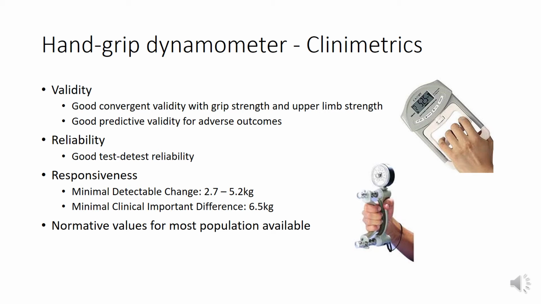In terms of its clinimetrics, it is very interesting to see that it has been used as a proxy for persons living with various long-term illnesses on whether they will deteriorate. That is, this simple test has a relatively good predictive validity for adverse outcomes for certain patient populations. It is also reassuring that it has good test-retest reliability. In terms of responsiveness to change, the minimal detectable change is about 2.7 to 5.2 kilograms. Similar to its cousin, it also has a database of normative values for comparison within the healthy population, which is useful.